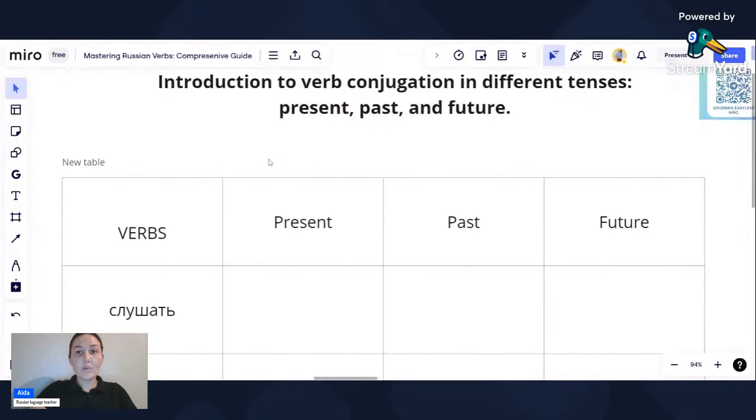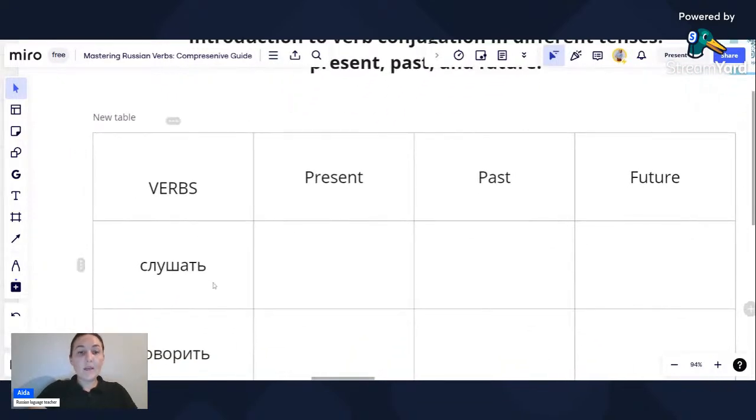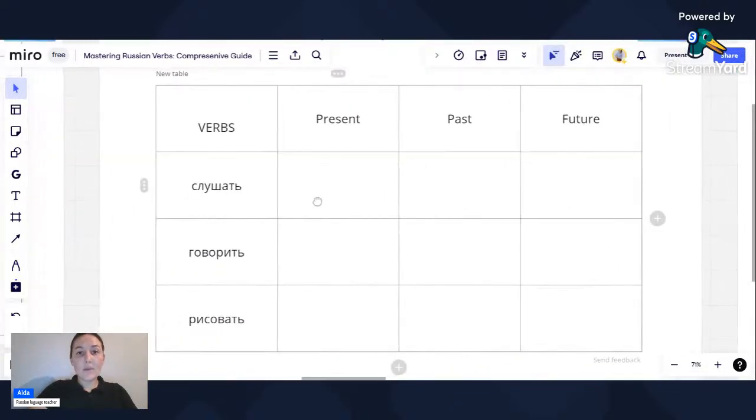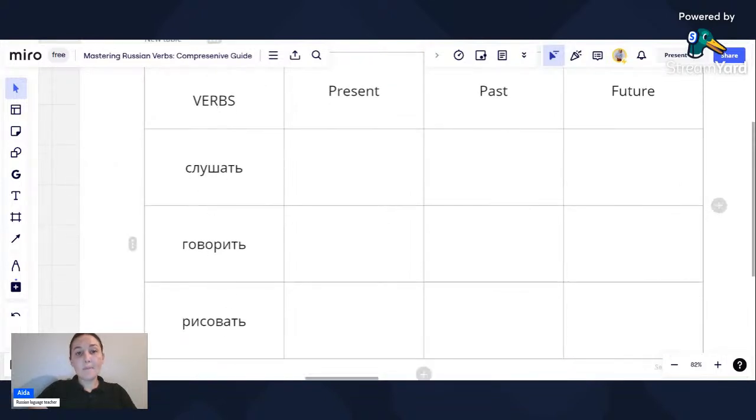Introduction to verb conjugation in different tenses. So let's have a look at this table. Here you can see some verbs, and here you can see present, past, and future. Let's have a look at the first verb, слушать.